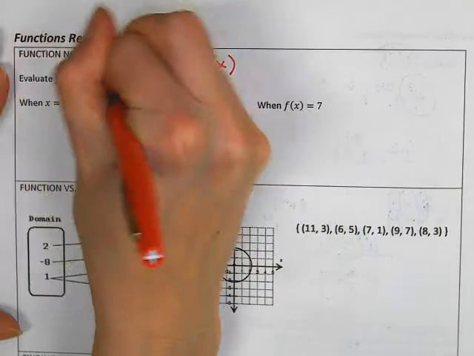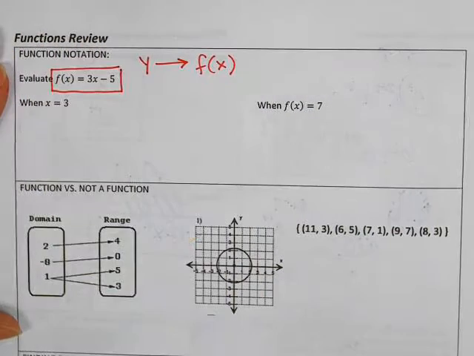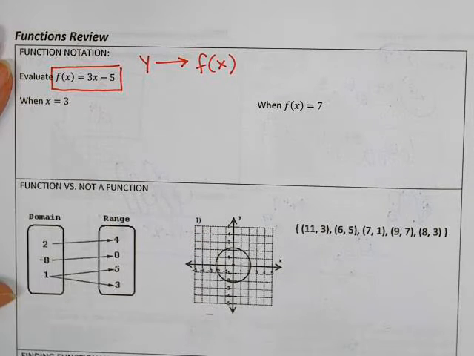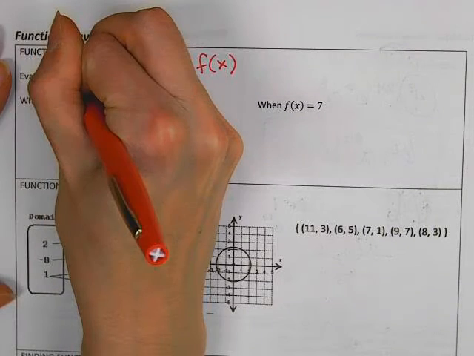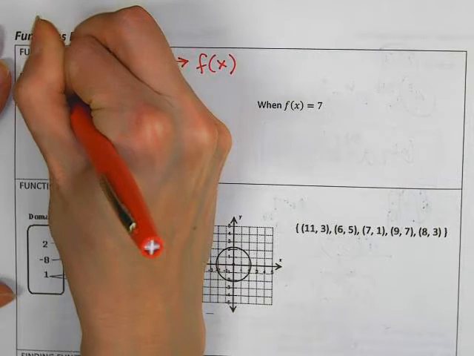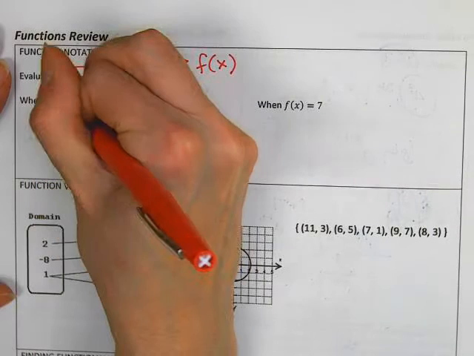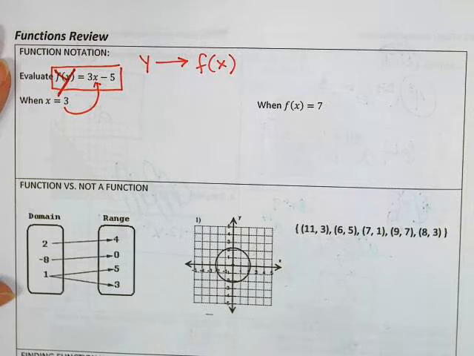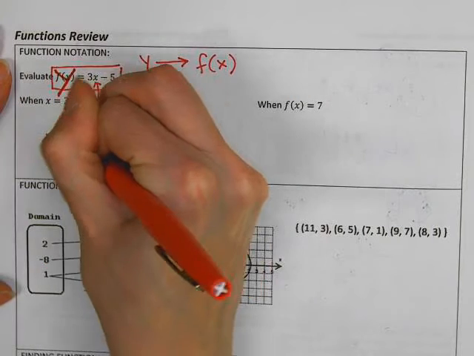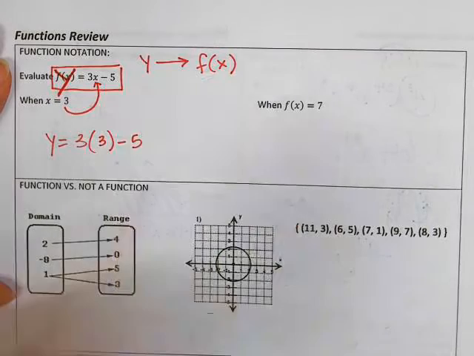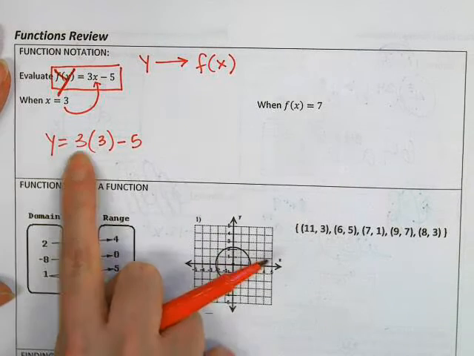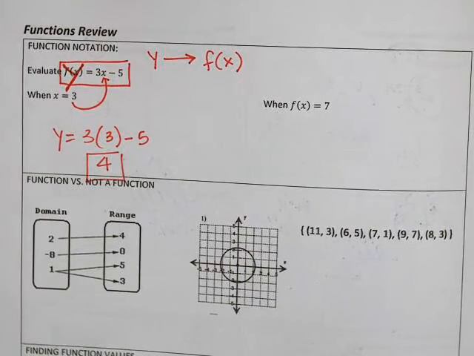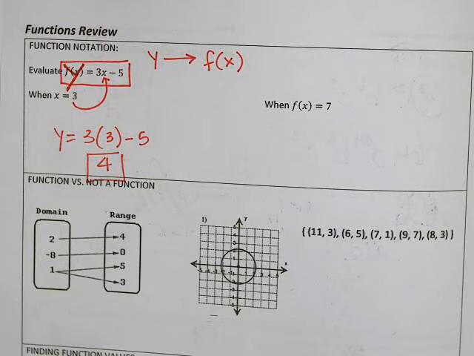So here's an example. They want you guys to evaluate the function when x is 3. And all that means, and remember, f of x just means y. The whole thing just means y. So when x is 3, we just plug 3 in for x and see what we get for y. So y is going to be 3 times 3 minus 5. And then what's that? 9 minus 5 is 4. So the answer is 4. So just plugging in 3 for x, seeing what you get.